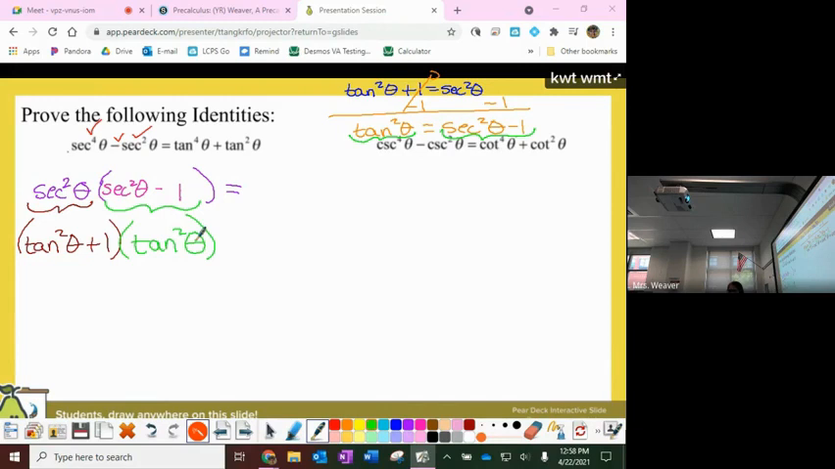So far, so good? Remember, good students ask questions. If you're stuck, now's the time to ask. Or if you don't see how we made a jump, now's the time to ask.